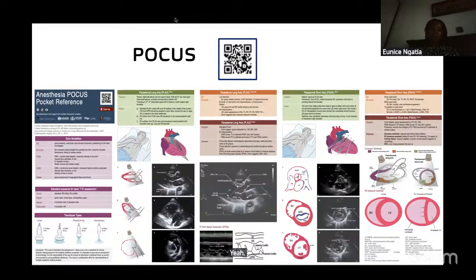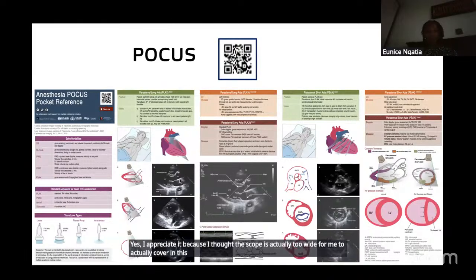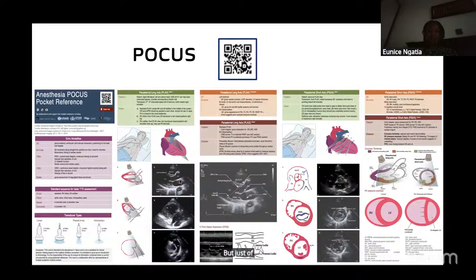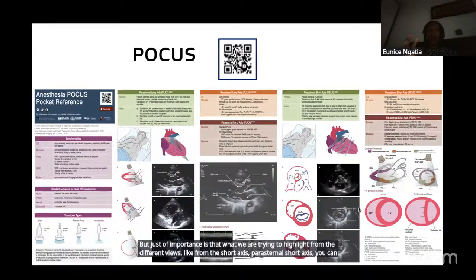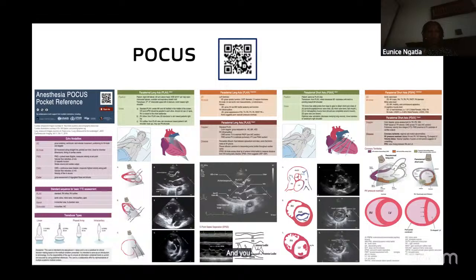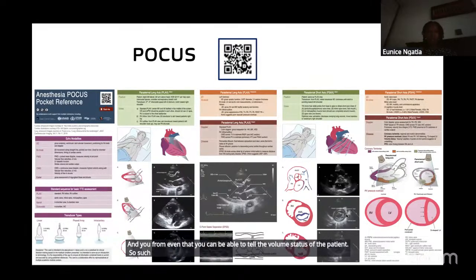Yes, I appreciate it, because I thought the scope is actually too wide for me to cover in this slide. But what we are trying to highlight from the different views, like the parasternal short axis, is that you can tell how the ventricles are contracting, and from that you can tell the volume status of the patient. Such things are what you will be assessing, and they can easily guide you towards making a prompt diagnosis.